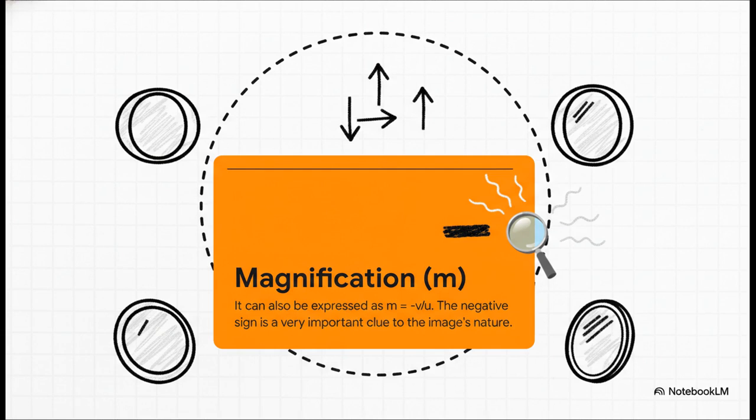Now there's also a second way to calculate magnification, which is incredibly useful. We can find M by using the image and object distances with this formula. M equals minus V upon U. Please pay very close attention to that negative sign in the formula. It's not a mistake. It is a very important clue that helps us figure out the nature of the image.